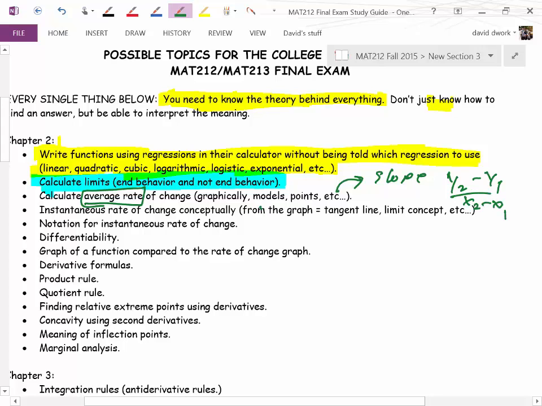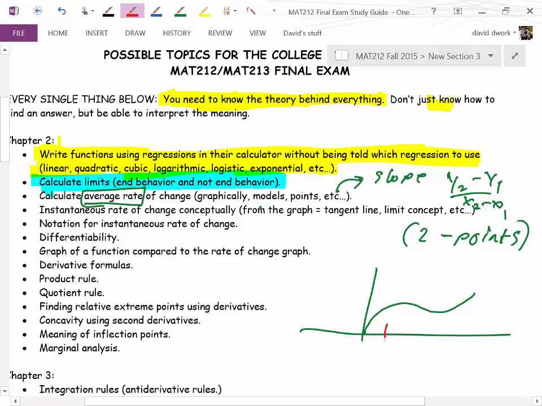For average rate of change, you need 2 points. Right? 1 point is not enough. You need 2 points to get an average. So if we're talking about it graphically, and we're saying, I don't know, here's point A, value A, here's value B. The average rate of change is the slope of the secant line. It's the slope that connects the two dots.